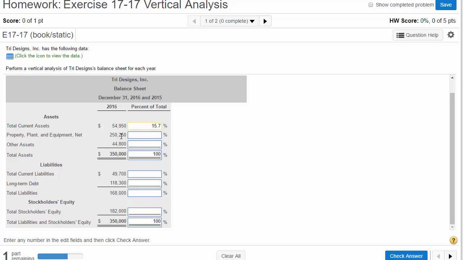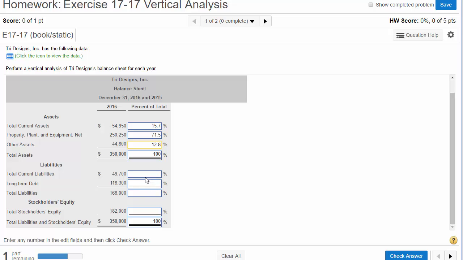Then let's do property, plant, and equipment. We're going to take 250,250 divided by 350,000, the base amount, and we get 71.5%. This means 71.5% of total assets are property, plant, and equipment. And then other assets: we take 44,800 divided by 350,000 and get 12.8%. Because we are rounding to one decimal, these may not add up to exactly 100%.